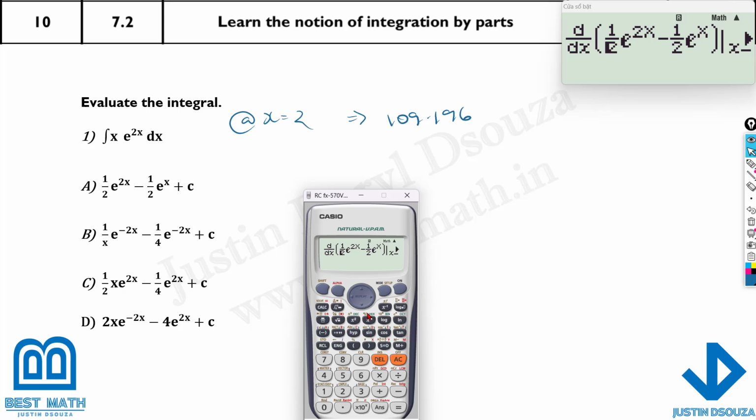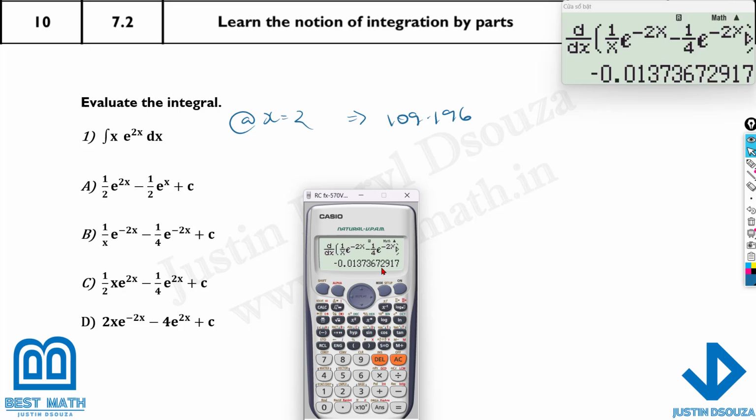Here it is 1 by x. So let's change this to x. And then what do we have? E to the power minus 2x. Oh, sorry, not equals to. It's minus 2x here. And it's 1/4, minus 1/4. E to the power minus 2x as well. Let's see whether this is the correct answer. No, it's absolutely wrong.